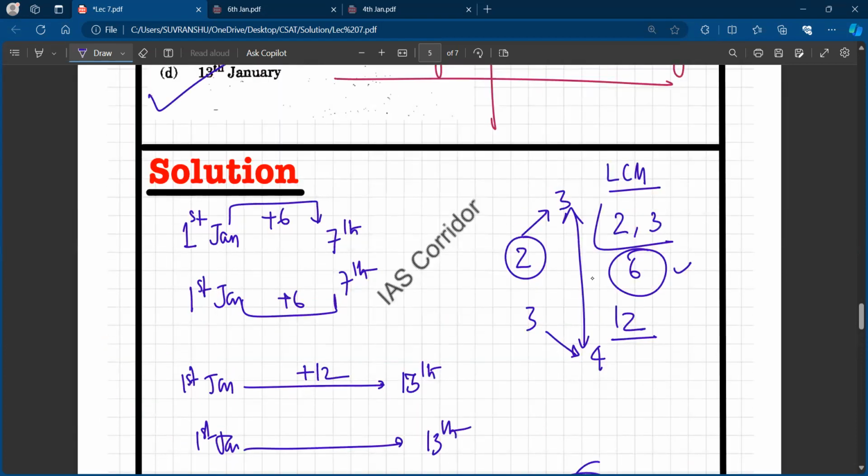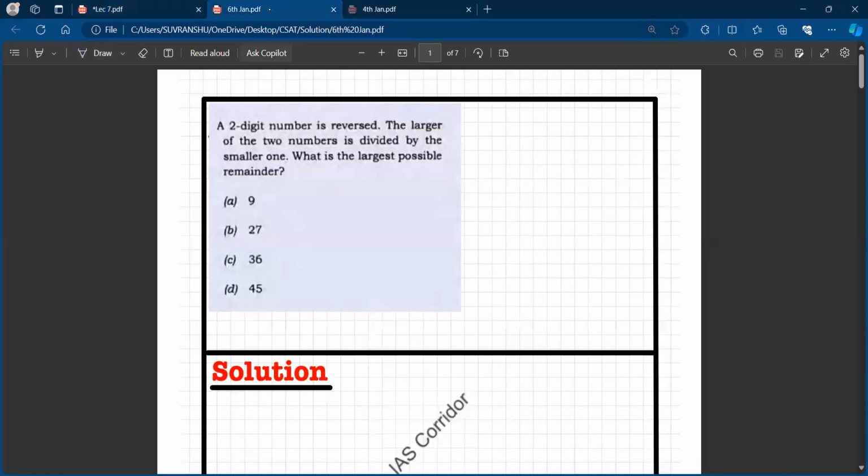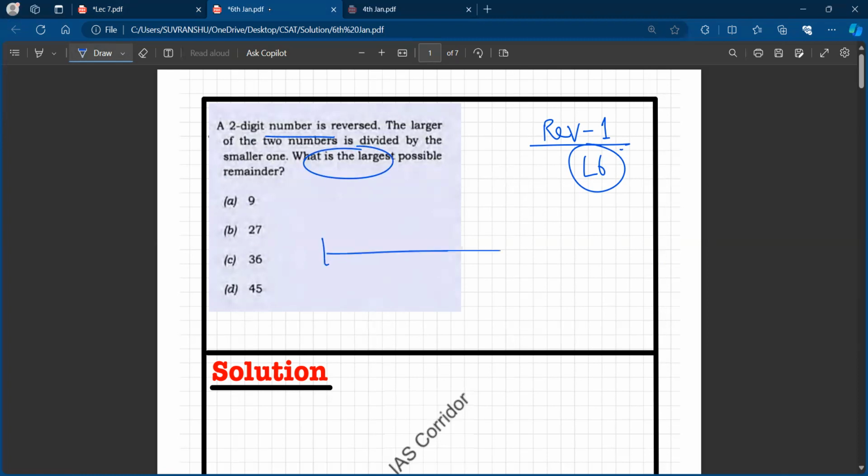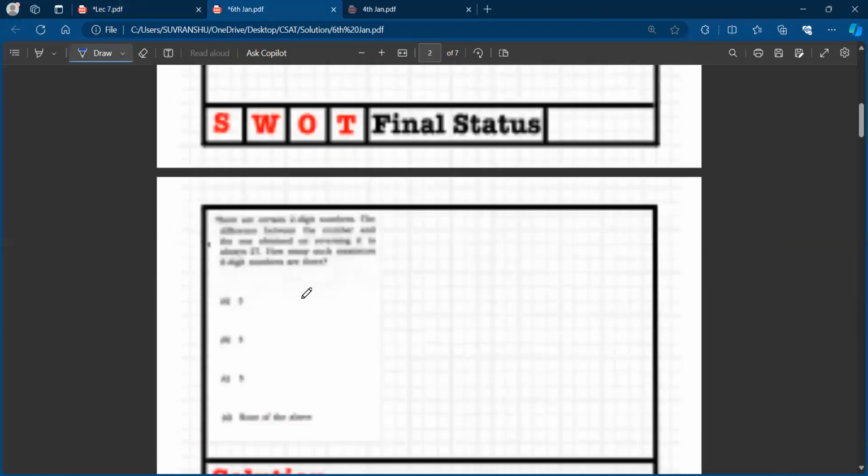Now let us do a revision. First will be a 6th Jan revision. This will be revision number 1 of 6th Jan, that is the 6th lecture. Revision number 1 of lecture number 6. Now what is the revision? Let's see. If a two-digit number is reversed, we have done these questions. We have compared this question also, largest possible. I have told you that from 90 to 99, how 94 and 95 played the game. Clear? Now let us go to the next question.